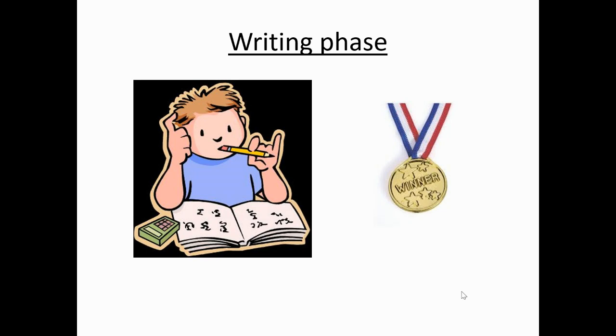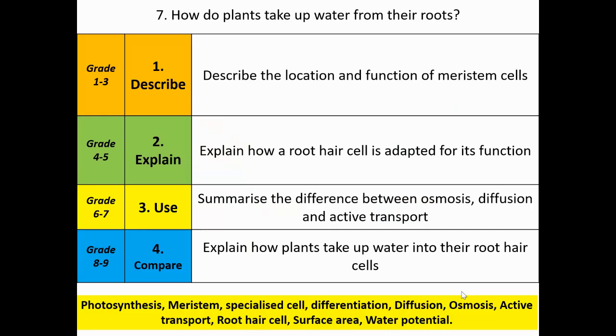So, writing phase. Please can you make sure you're using full sentences and paragraphs for your answers. Underneath the driving question, if you haven't got that, make sure you've got it now. Start on the describe, then the explain, then use, and then combine sections. So, 1. Describe the location and function of meristem cells.